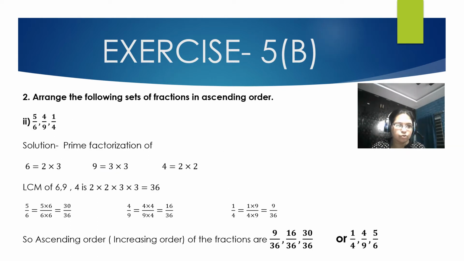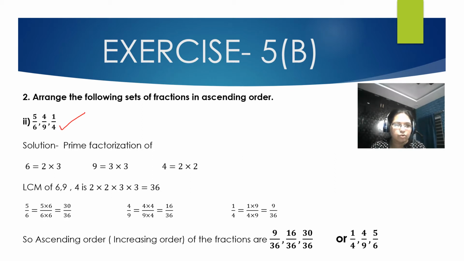Now we will solve question number 2, second bit. 5 divided by 6, 4 divided by 9, 1 divided by 4. These are the unlike fractions having different denominators and different numerators. We have to arrange these fractions in ascending order. These are the unlike fractions.